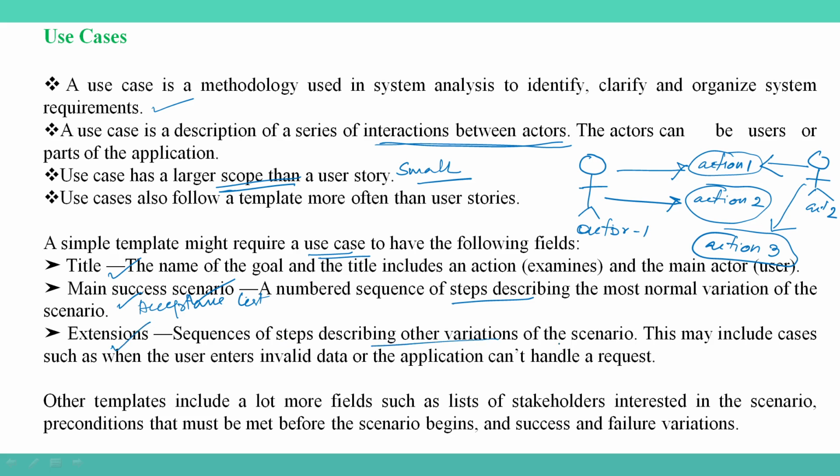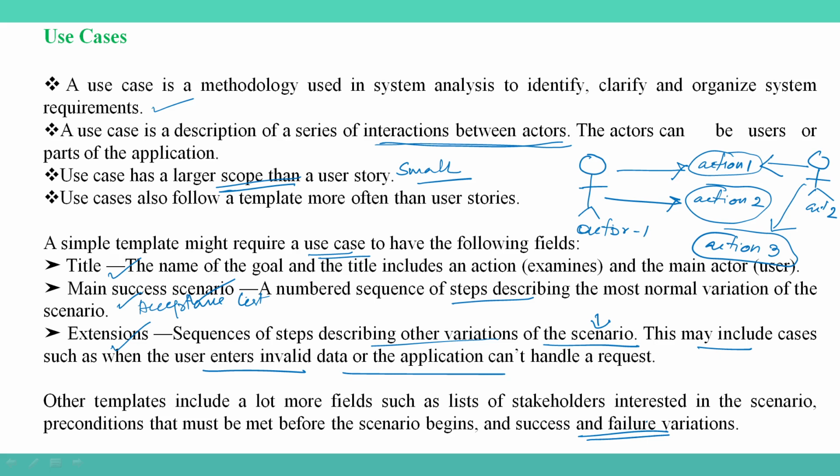If there are any changes in the scenario, how that can happen. This may include cases such as when the user enters invalid data or the application cannot handle a request, etc. It is like when we write exceptions. Other templates include a lot more fields such as a list of stakeholders interested in the scenario, preconditions, post conditions, success and failure factors, success and failure variations, etc.